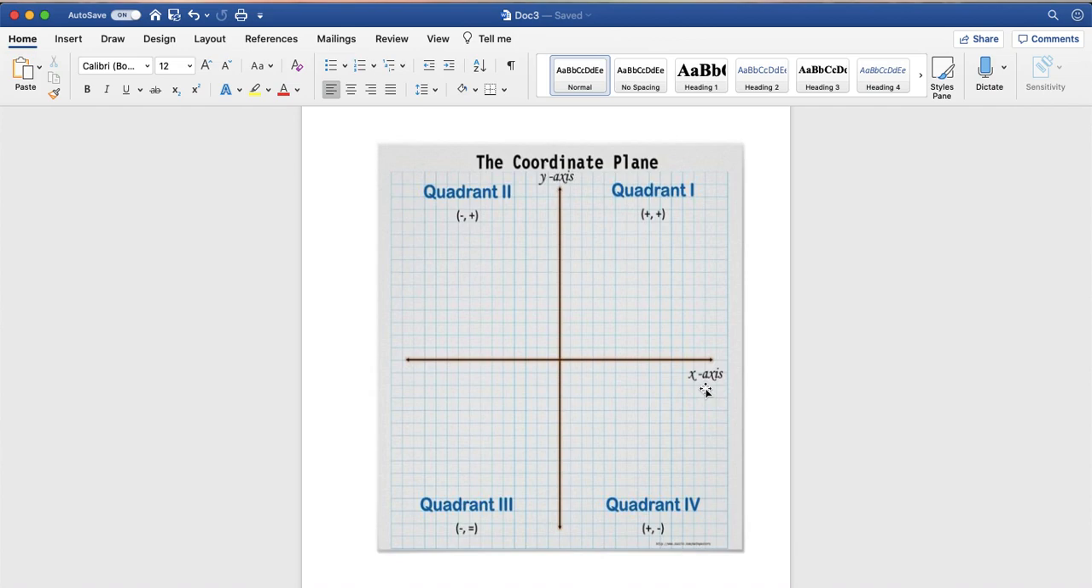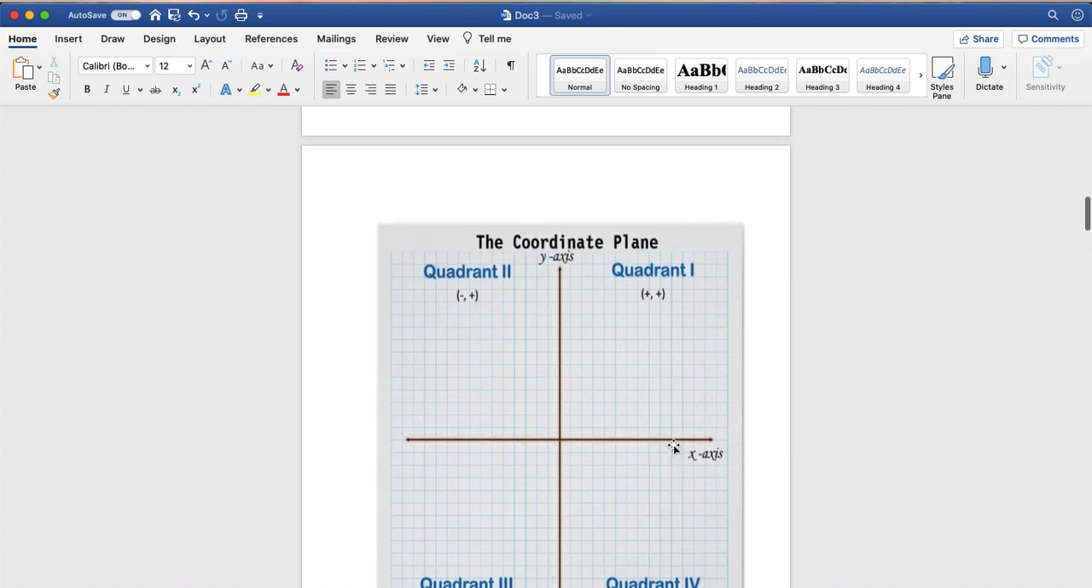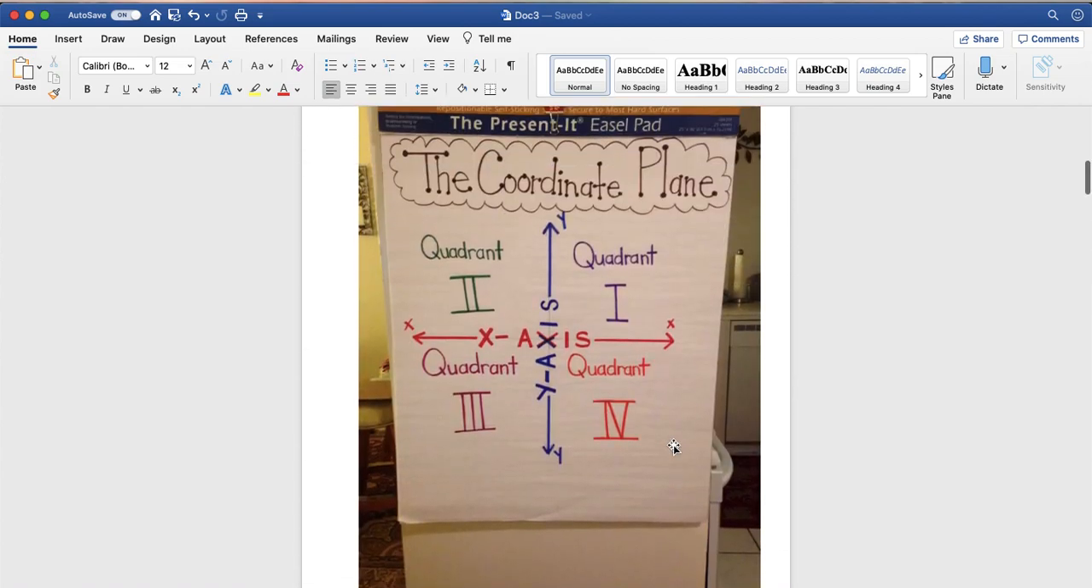Now, within this coordinate plane, as you can see, this looks like a cross, and it's divided up into four boxes. We have 1, 2, 3, and 4. Now, these four boxes are called quadrants. So we have quadrant 1, quadrant 2, quadrant 3, and quadrant 4.